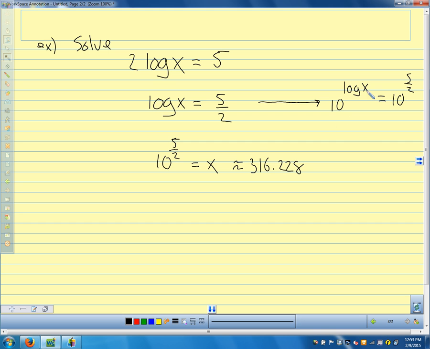Well, 10 to the log base 10 of x is just x, equals 10 to the 5 halves. We'll get to the same place. So rewriting in exponential form is the same as what we call exponentiating both sides. For this, because our base is 10, we raise 10 to the power of each side. Get to the same place.